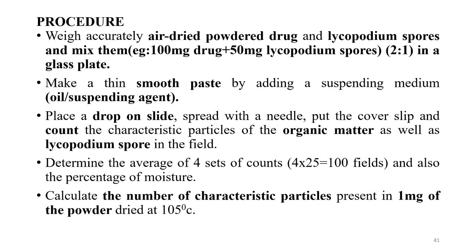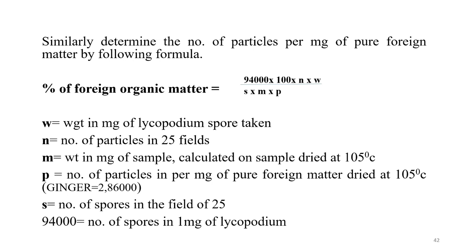So 4 sets we have to count, 25 fields each, that is 100 fields we have to count. So 1 mg of powder we can take. So we can calculate the number of characteristic particles present in this 1 mg of powder dried at 105 degrees Celsius. So this is the calculation used for calculating foreign organic matter.